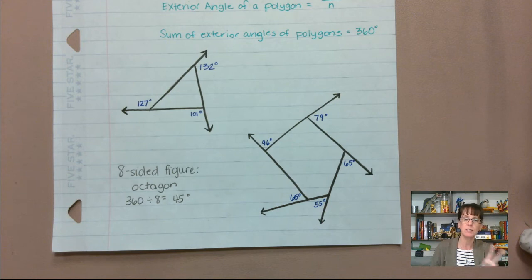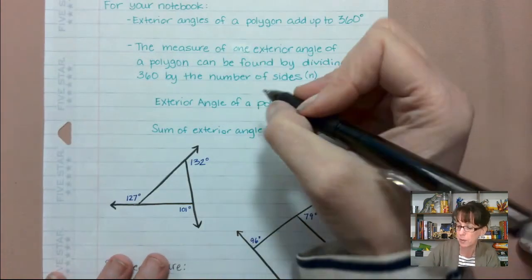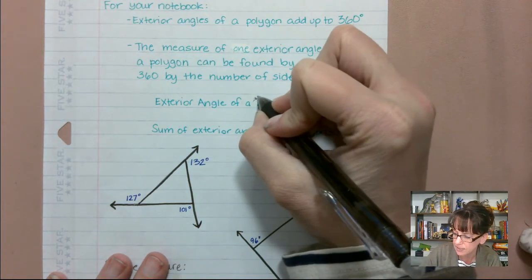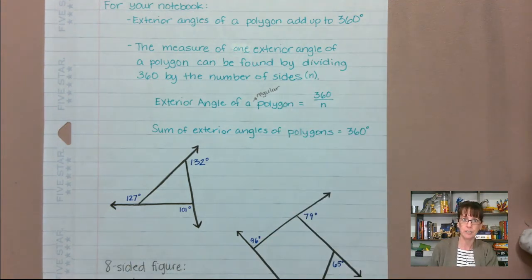I should say that this is for the exterior angles of a regular polygon. Regular means all the sides are the same. So, a regular polygon. Sorry, I should have clarified that at the beginning.